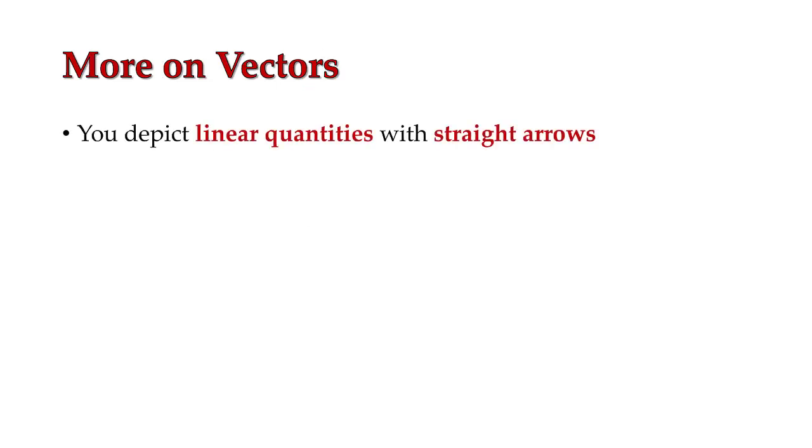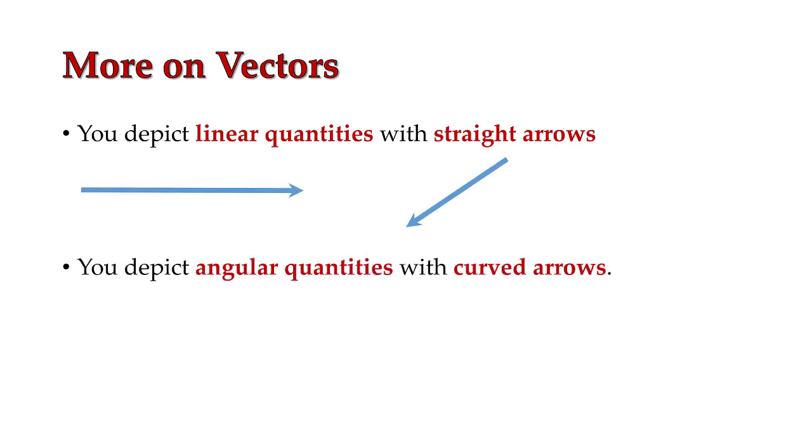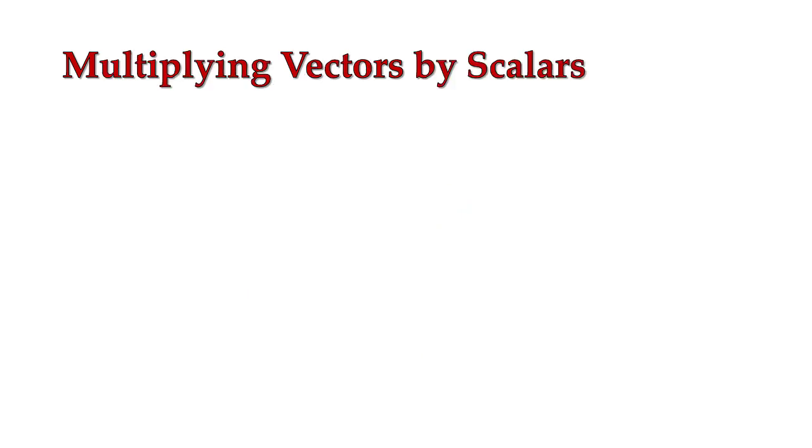We depict linear quantities with straight arrows, and then we depict angular quantities with curved arrows. Now that we understand how vectors are represented, let's talk about how we can manipulate those vectors. First, let's multiply a vector by a scalar.